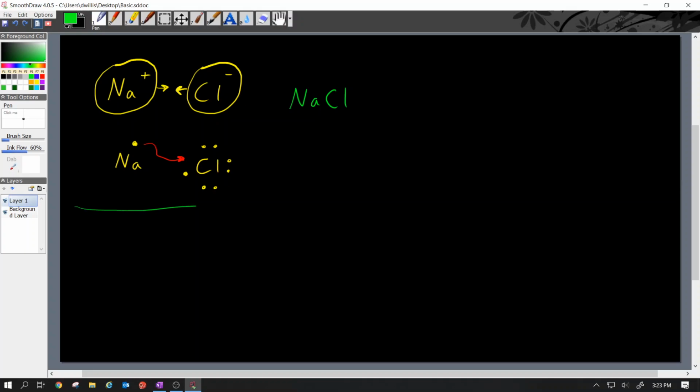Now let's look at this a little differently, this time with a different friend, calcium, and we'll keep chlorine. Calcium, which group is it in? It's in group 2A, which means it has 2 valence electrons, and so when it loses those 2 valence electrons to satisfy its octet, it becomes what charge?